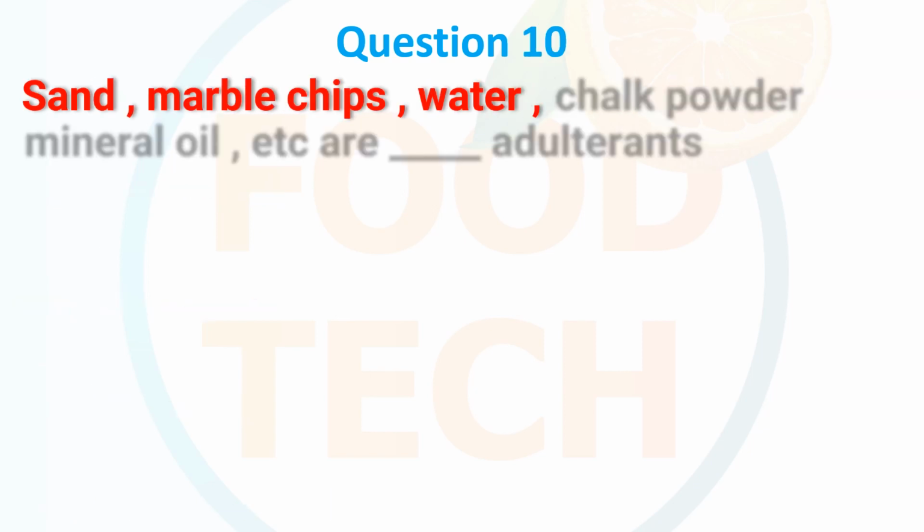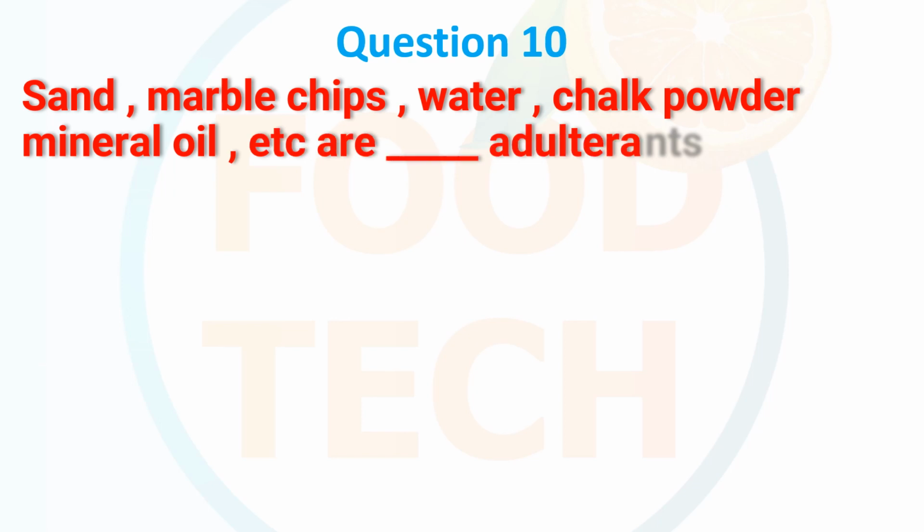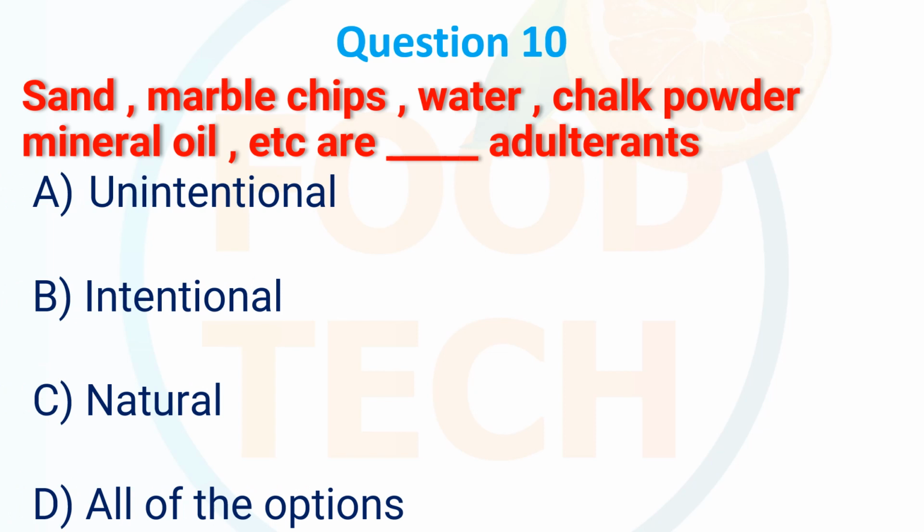Sand, marble chips, water, chalk powder, mineral oil, etc. are adulterated: A. Unintentional. B. Intentional. C. Natural. D. All of the options. The answer is B. Intentional.